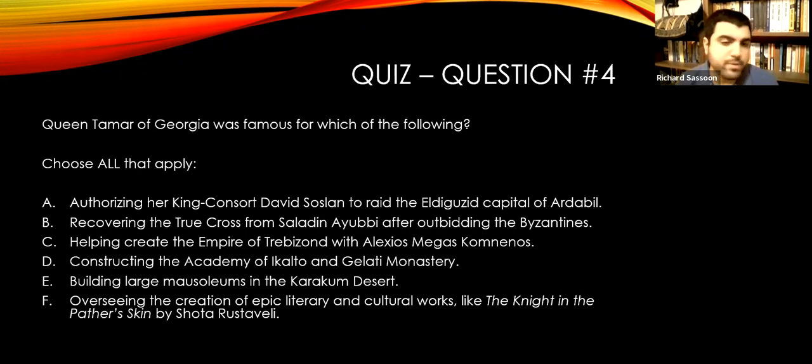E is false. That was the area of the Khwarezm Shah in the Karakum Desert. D is false because that was the work of David the Builder. He built the Academy of Ikalto and the Galati Monastery. And B is false because even though she did outbid the Byzantines, she was unable to recover the True Cross from Saladin. She was able, though, to secure that Georgian monks would continue in Jerusalem after Saladin had recovered Jerusalem from the Crusaders.